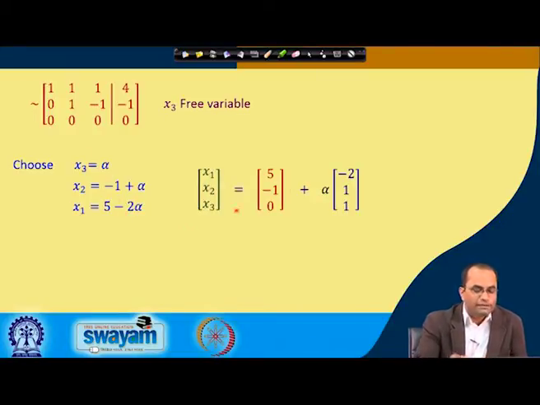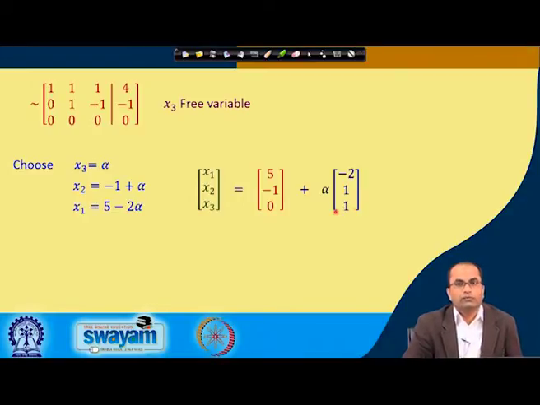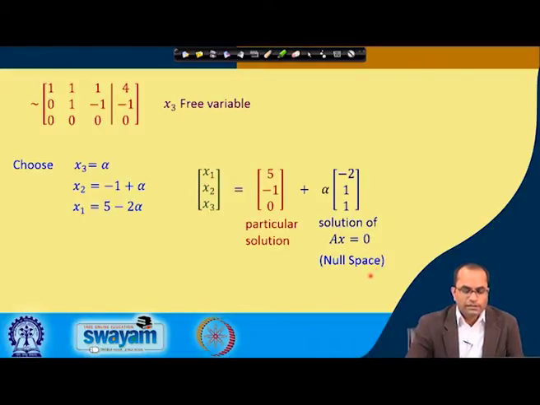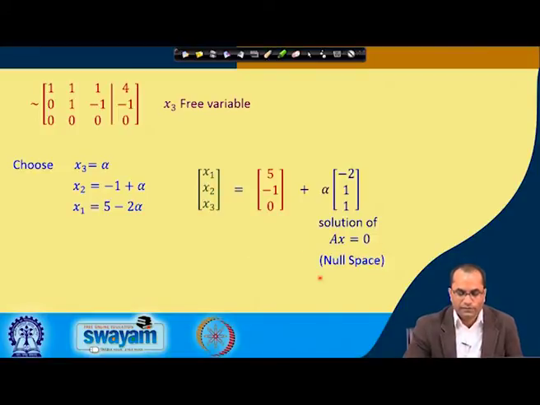We can write this in the form x1, x2, x3, with all the constants from every component. So x1 has 5 as constant and minus 2 with alpha. Then for x2 we have minus 1 as constant and 1 with alpha, and from the x3 equation we have 0 as constant and alpha with 1. This is the solution of Ax equals 0, and this is the null space, which we will call the null space. We will have more discussion on this a little later, but the solution of Ax equals 0 has a very particular structure.